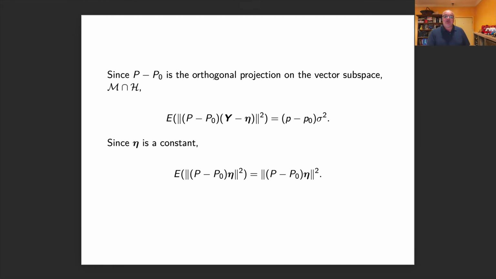We know that P minus P is an orthogonal projection on a new vector subspace, which is the intersection of M and H. So it's basically a Russian doll of subspaces now. But the good thing is, because it's just a projection, we can think of it in terms of linear least squares and say the expected value of this is going to be P minus P0 sigma squared. We know that eta is just some constant in all this when it comes to expected value. This is the only thing that's random. So we can write this term as just a constant. This is saying what's the expected value of a constant. There's no y in there. It's just this constant.